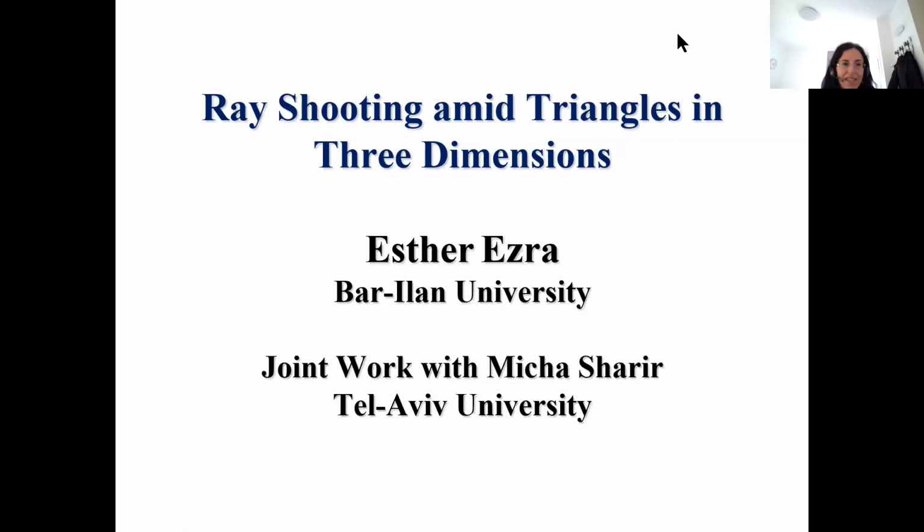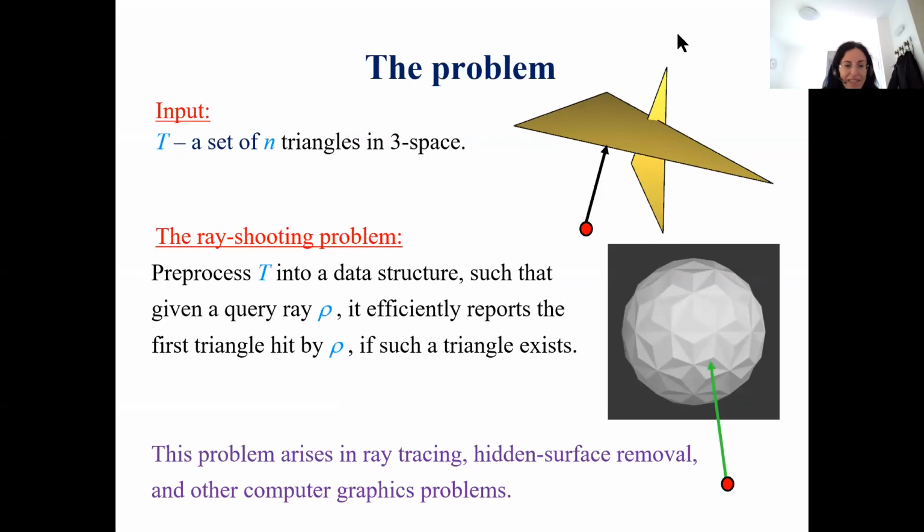So this is a joint work with Micha Sharir, and I'll define the problem first. We are given a collection T of n triangles in 3-space, and the triangles are given in an arbitrary position. They can intersect. And the ray shooting problem is to preprocess T into a data structure such that given a query ray, we can efficiently report the first triangle that the ray hits, if such a triangle exists. The ray may go to infinity.